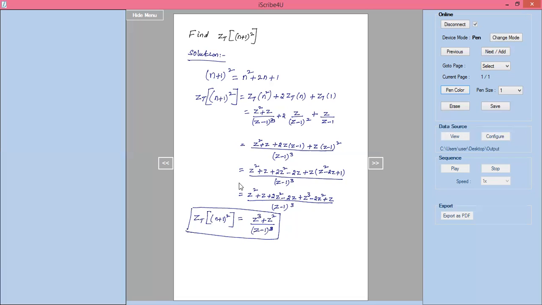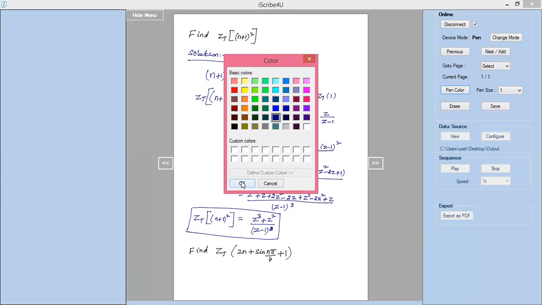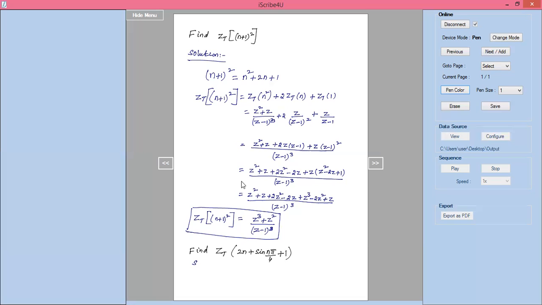Right. Second question. Find the Z transform of 2n plus sine(n pi by 4) plus 1 is the problem. Right. How do you find this? Solution.